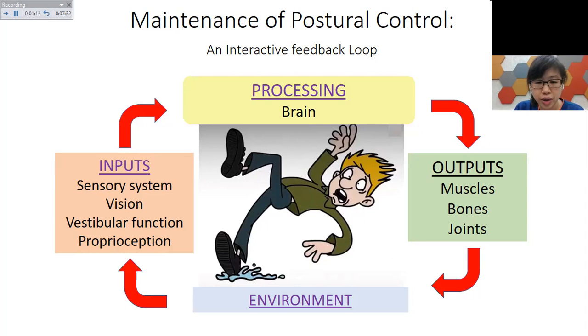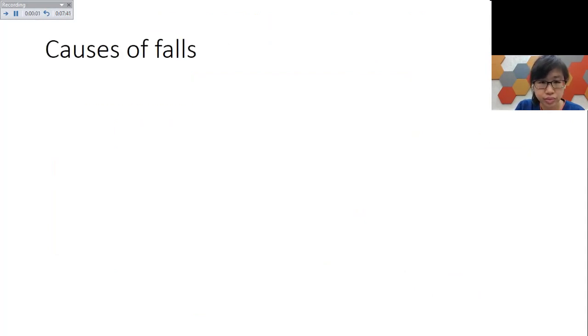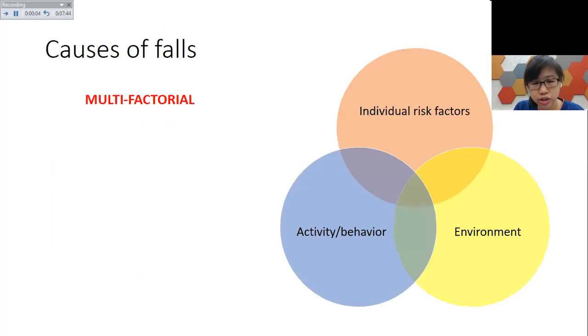This interactive feedback loop must have failed at some level for falls to occur. So let's now look at the causes of falls. So the causes of falls tend to be multifactorial, where it's dependent on the individual's risk factors, the activity and behavior, as well as the environment. And it's usually not observed. Many a times falls are unwitnessed. Though we need a good fall history to better determine the mechanism of falls in order to prevent future falls, quite commonly the individual may have a poor recall of events.